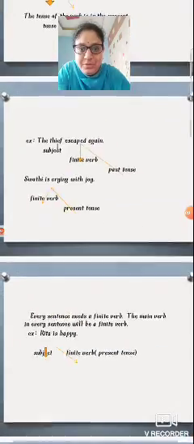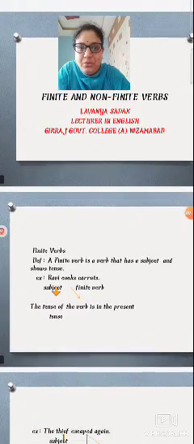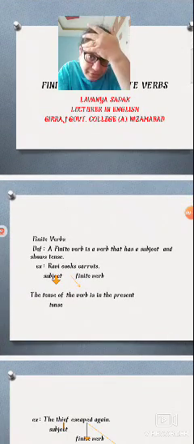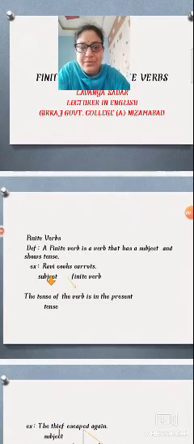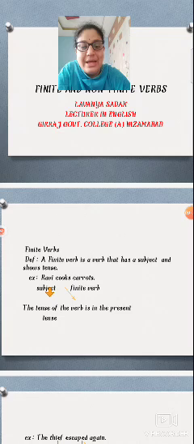What is the finite verb, ma'am? See, already you have seen. So the definition: a finite verb is a verb that has a subject, and also it shows the tenses. The finite verb is a verb that shows the tense, and also that has the subject. And in the sentences, the finite verb is compulsory, and also the main verb becomes the finite verb.